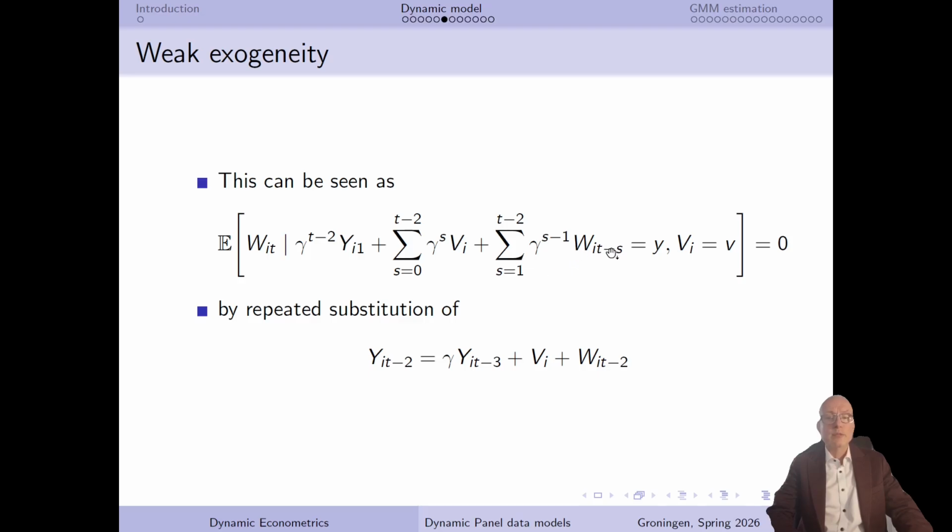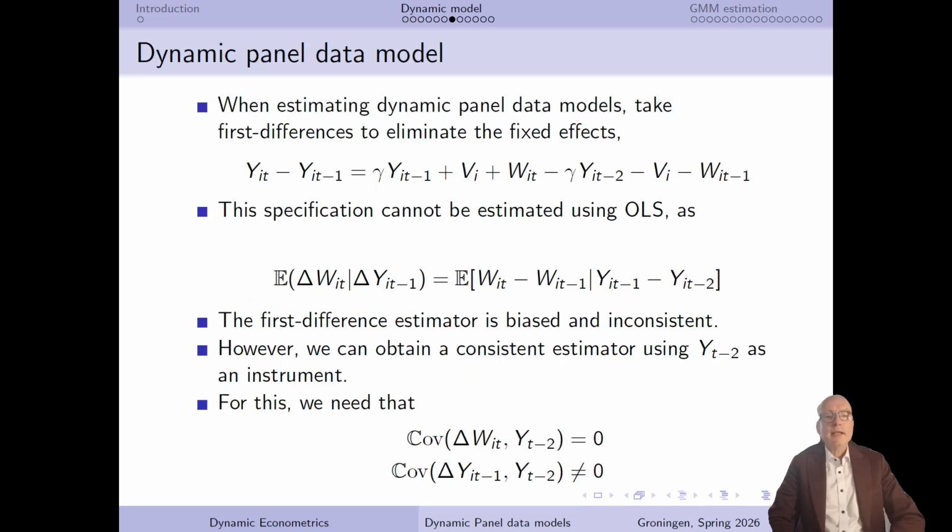And then finally, the final assumption that we have is that w_it is uncorrelated to y_i1. So therefore we should realize w_it is going to be uncorrelated to all these terms that we have over here, which means, of course, that this thing must be equal to 0. And that means, of course, that weak exogeneity on these assumptions that we had in the previous slide should actually hold. When estimating dynamic panel data models, we usually take first differences to eliminate the fixed effects.